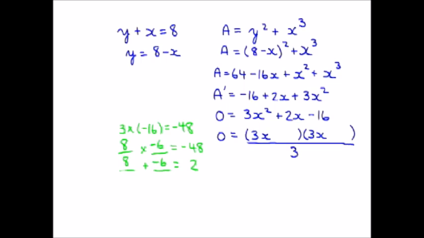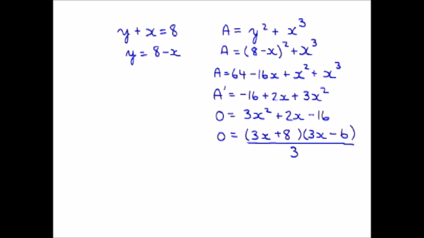I can now place these values into the expression. So I have 0 is equal to, in brackets, 3x plus 8 times 3x minus 6, all divided by 3. And what you'll notice is that the 3 divides evenly into that second binomial, the binomial 3x minus 6. So I end up with 0 is equal to 3x plus 8 multiplied by x minus 2.